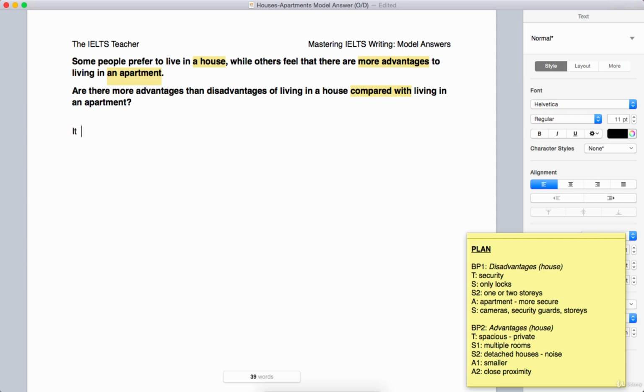It is important to consider, and then consider what you're choosing between. What is the category of choice? For instance, if the question was something like, some people prefer to take science-related courses, whereas other people prefer to take humanities-related courses, which one has more advantages, disadvantages, etc., you could start with, it is important to consider which type of university course is most beneficial for students.